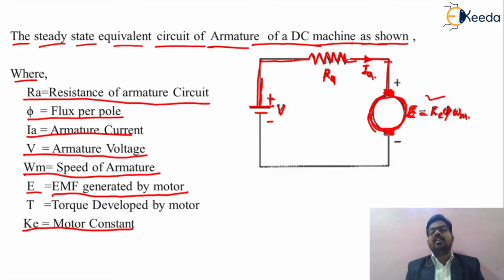When we are getting the generation of EMF, obviously it is a motor, so it converts electrical power to mechanical power, and mechanical power is basically the product of torque and speed. So we get the torque developed by your motor, called T. Okay friends, this will be the armature circuit of your motor. With this armature circuit, we can define the various basic equations of your DC motor.